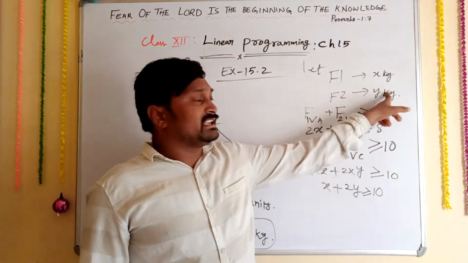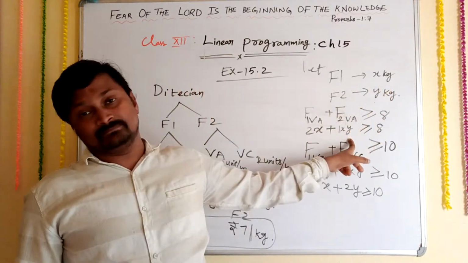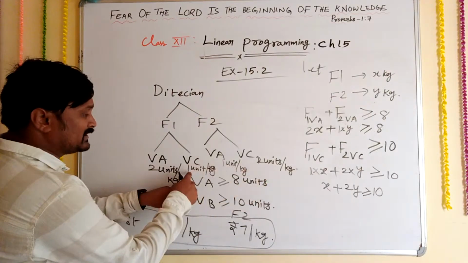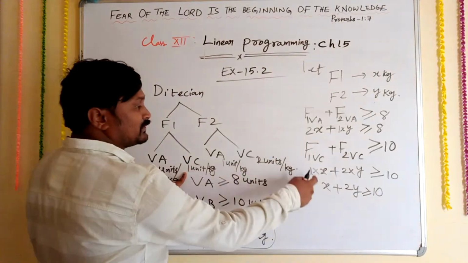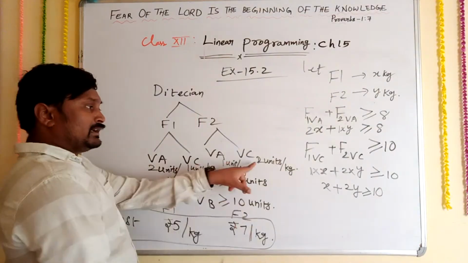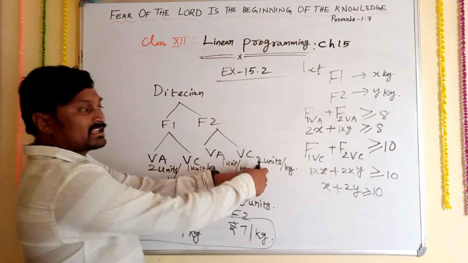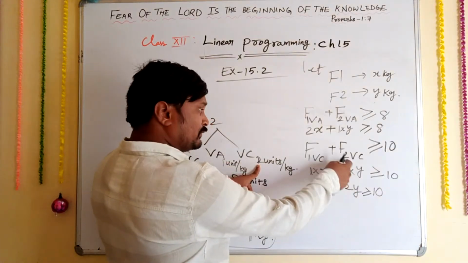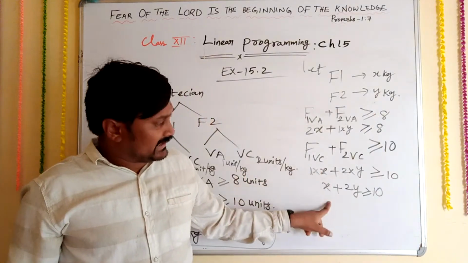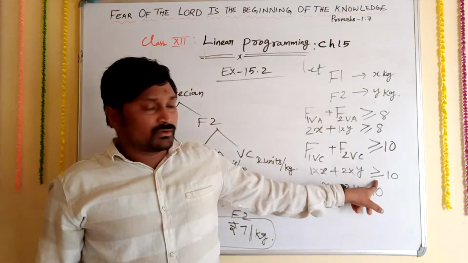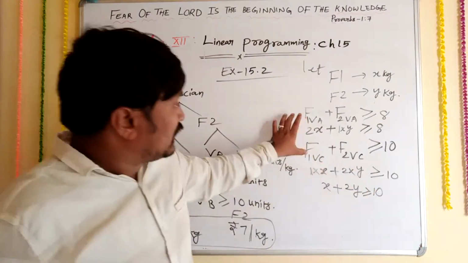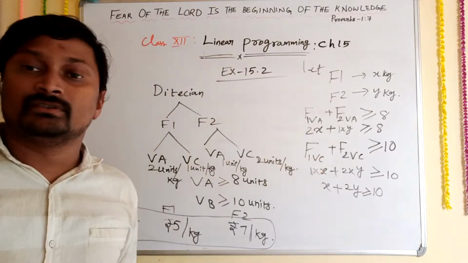Food 2 we are thinking as Y kg, that's what it is, Y. Same method, vitamin C, observe carefully here. Vitamin C, 1 unit per kg they said, so that's 1 into, what is food 1 here? X. And then vitamin C here, 2 units are there, so that's 2 into, what is food 2 here? Y kgs. So 1 into X plus 2 into Y, 2Y, it should be greater than or equal to 10. Clear now? How these two equations came, understood?